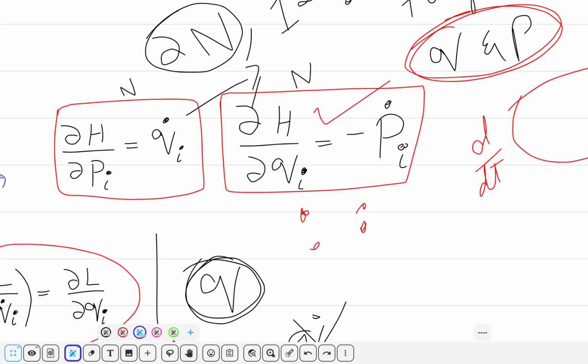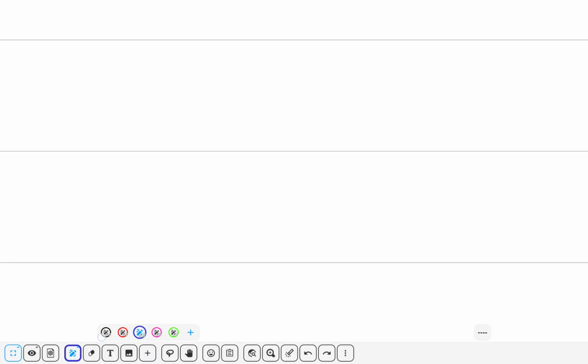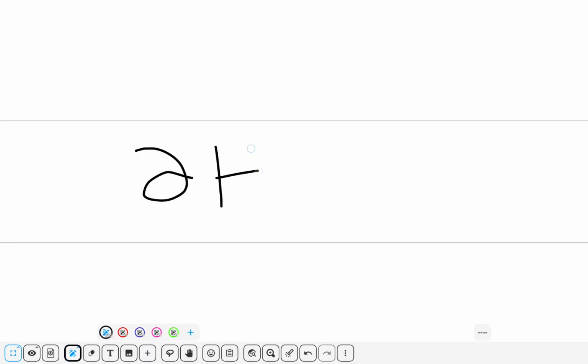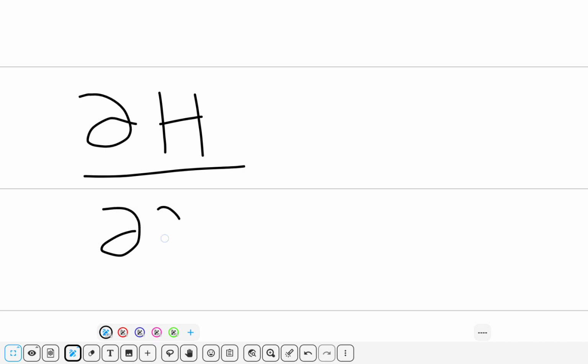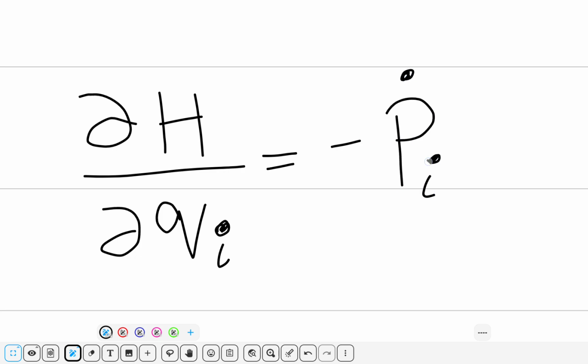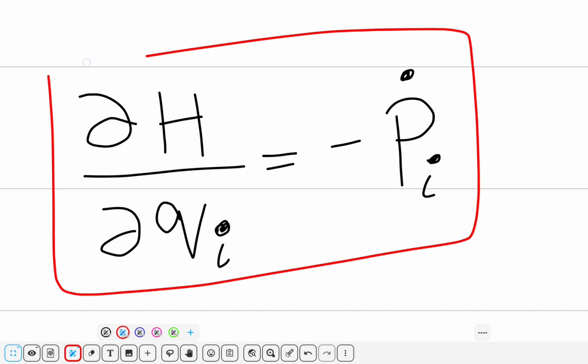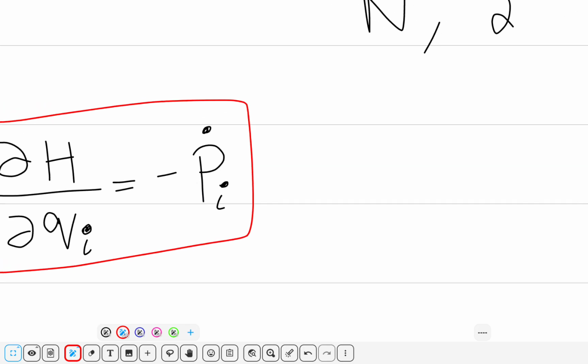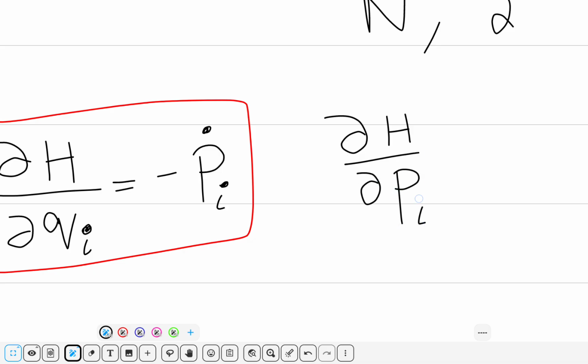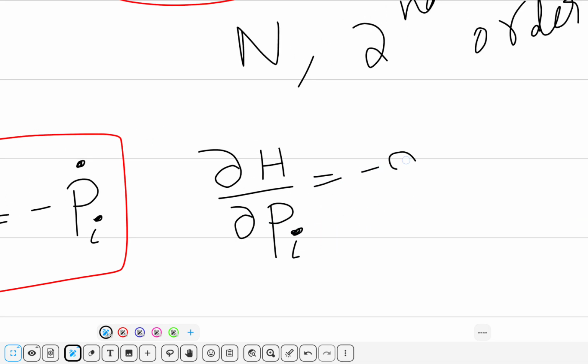And so let me write that again. This is what it is. This is one of the equations, and the other one is this one.